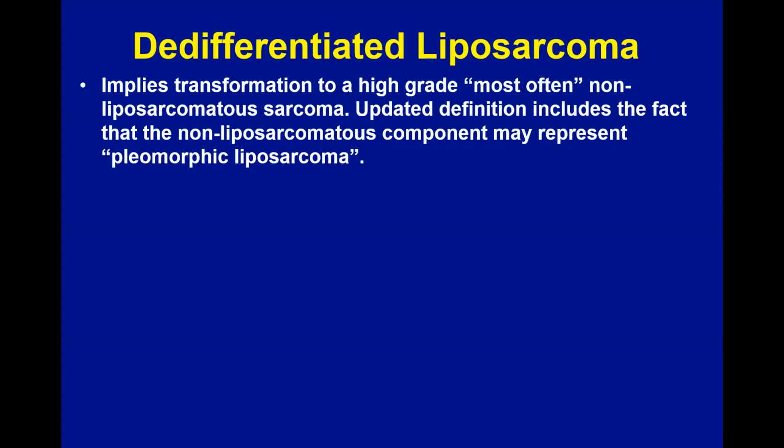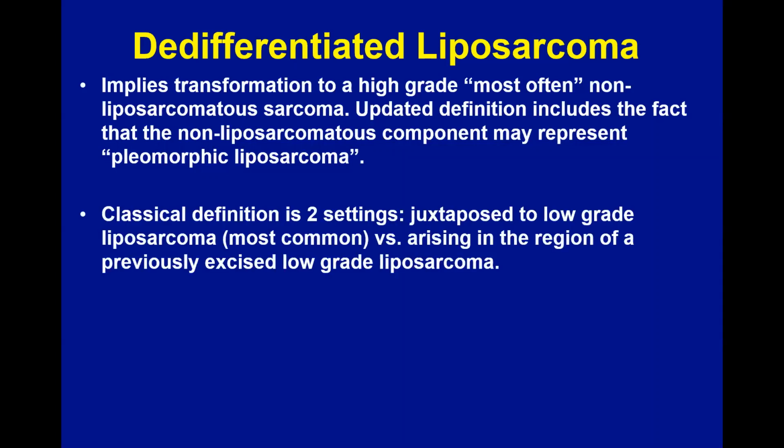But now we have to update this because we now know that non-liposarcomatous high-grade component, which we always said could look like anything, whether it be rhabdomyosarcoma, leiomyosarcoma, undifferentiated pleomorphic sarcoma, well, guess what? It can also look like pleomorphic liposarcoma. We're going to talk more about that momentarily. So the classical definition included really only two settings in which you could establish that diagnosis. Basically, the most common way was you needed to see a low-grade liposarcoma juxtaposed to a higher-grade non-liposarcoma sarcoma, as I mentioned earlier, right?